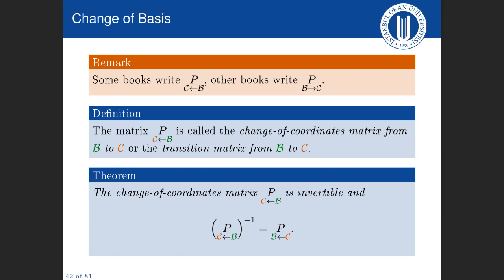This change of coordinates matrix is invertible, and it has the property that if we take its inverse, we also get a change of coordinates matrix, but we get it with the arrow going the other way. The opposite of going from B to C is going from C to B.